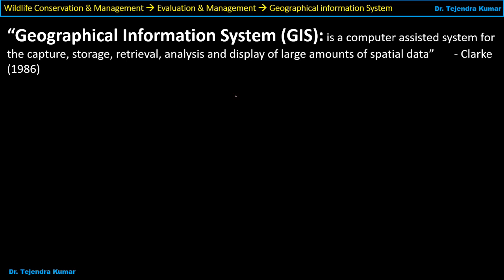So let's see GIS, or Geographic Information System. What is GIS? GIS is a computer assisted system for the capture, storage, retrieval, analysis, and display of a large amount of spatial data. So the spatial data we have gathered is now processed by this GIS. Everything is done, even capturing, storing, retrieval, analysis, display.